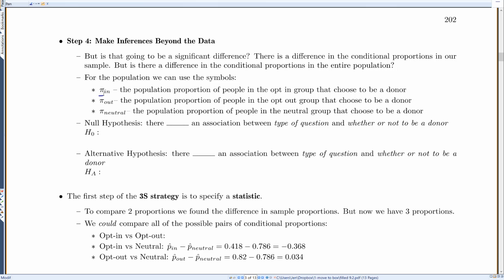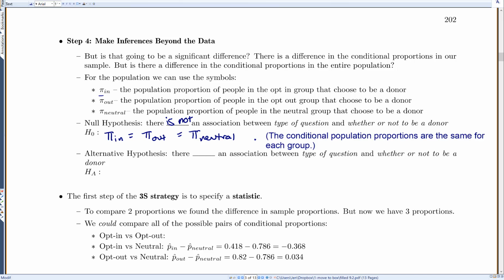So the null hypothesis, we can say it in words or we can say it in symbols. If we want to do it in words, we say the null hypothesis is that there is not an association between the type of question and whether or not they want to be a donor. If I want to say it in symbols, I'd say pi in equals pi out equals pi neutral. So we're just saying that the population proportions, or the conditional proportions, are the same for each group.